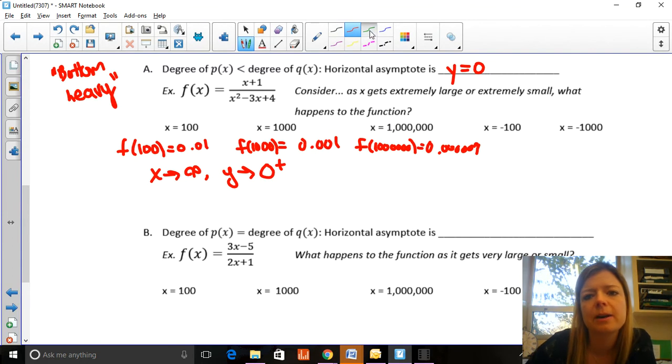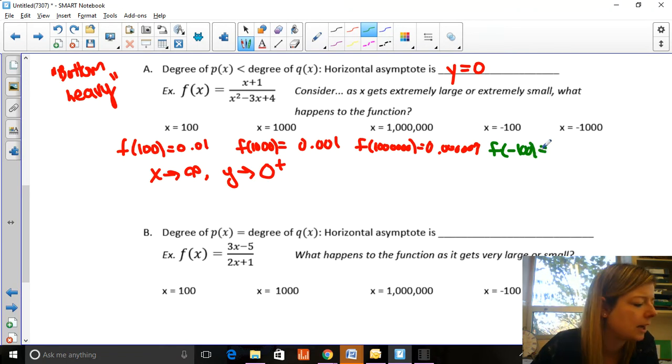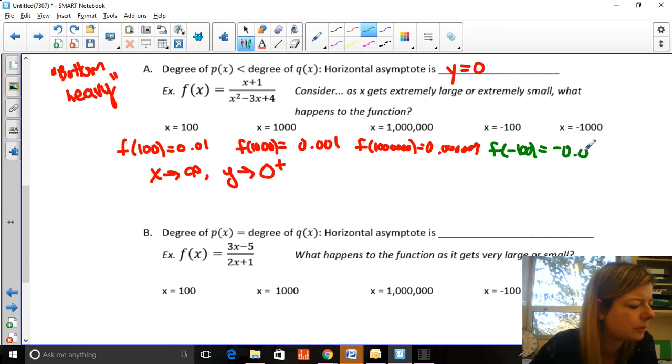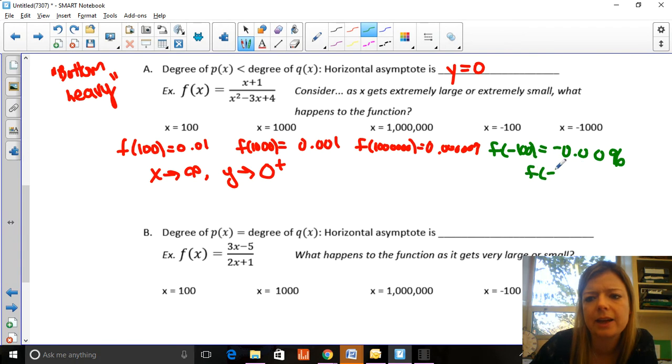So then I can check out what happens when I put in negative numbers. So if I put a negative 100 into the function, I get negative 0.0096, and f at negative 1,000 is negative 0.0001.